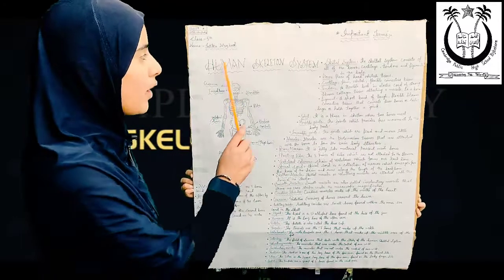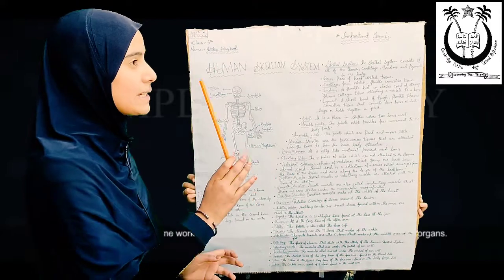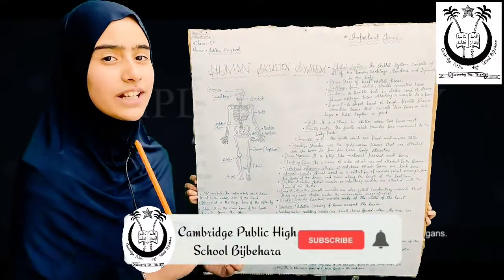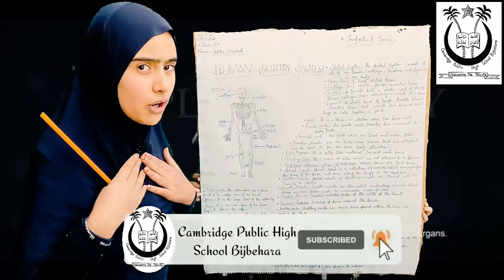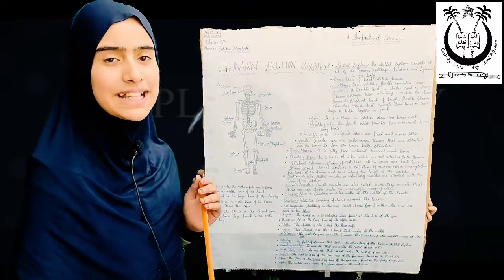Let's discuss today about the human skeletal system. Before starting this video, we will discuss about the system. Cells make tissue, tissue makes organs, organs make systems, and the system makes our whole body. Our skeletal system is made up of bones, cartilages, ligaments, and tendons.